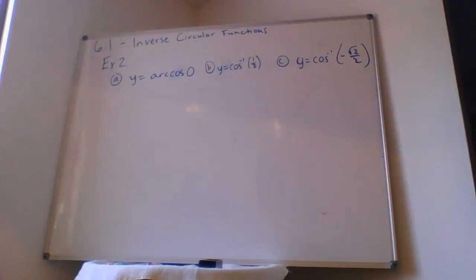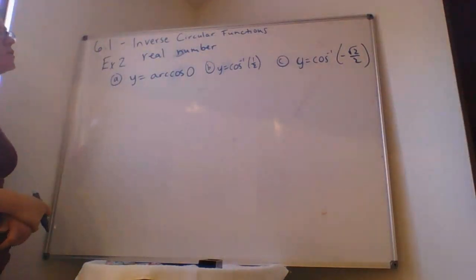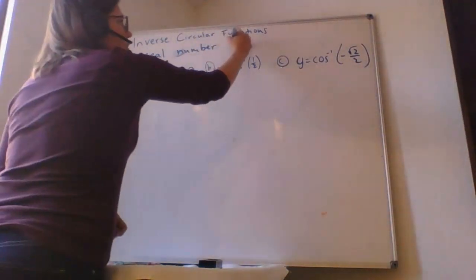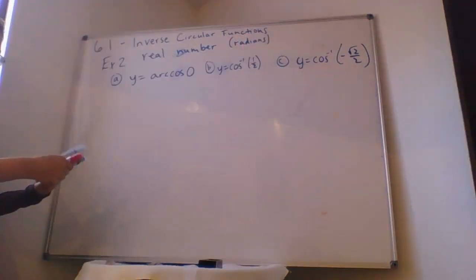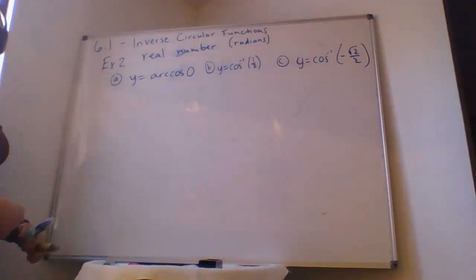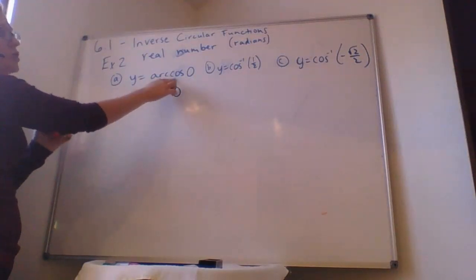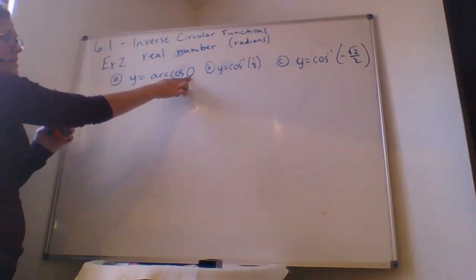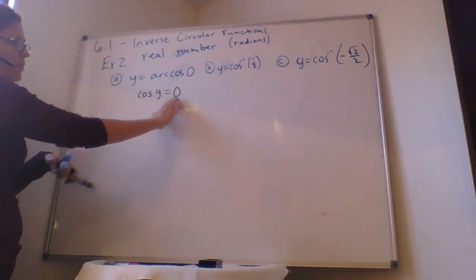Example 2, find the value of the real number y in each equation. Notice when they say real number and we are talking about angles, it really means our answer must be in radians. So first, let's take a look at y equals arc cosine of 0. We can convert this into a regular cosine. What this is saying is find the arc whose cosine is 0, the angle whose cosine is 0. Either way, we could write this as cosine of y equals 0.